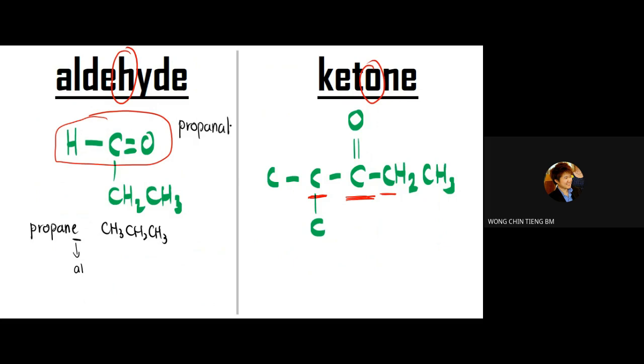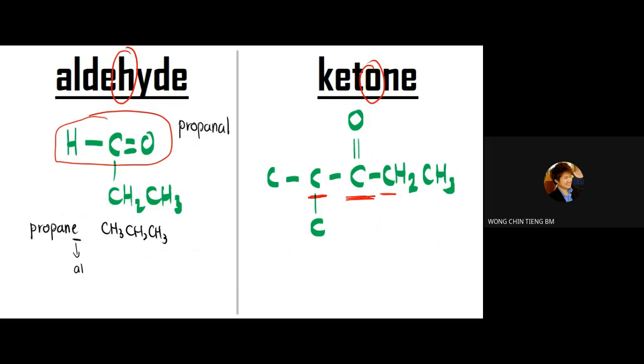And my question, do we need to give position? Why not? For the aldehyde, only one thing different from the aldehyde compared to your alcohol and ketone. Alcohol selalu kita akan letak 2 butanol, betul? 1 butanol, 3 pentanol, 2 hexanol. Kita kena letak position sebab OH boleh berubah tempat. Sama juga kat ketone nanti. Ketone pun kita kena letak position sebab dia boleh berubah tempat.